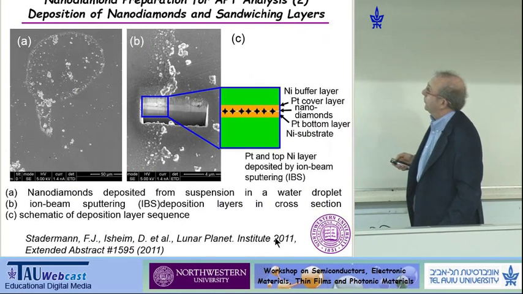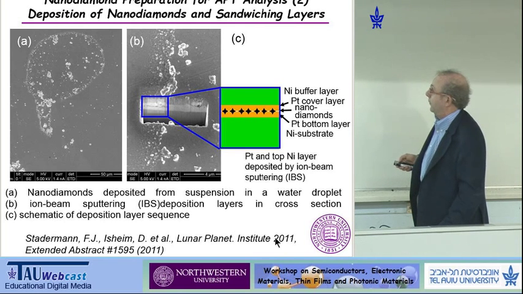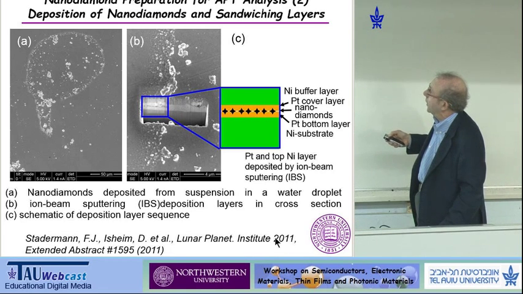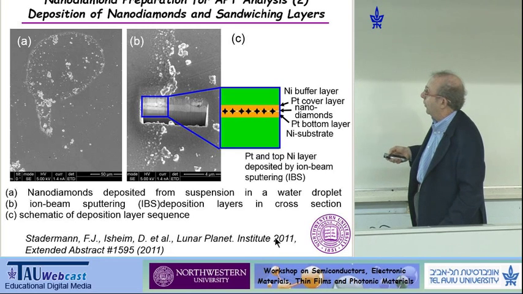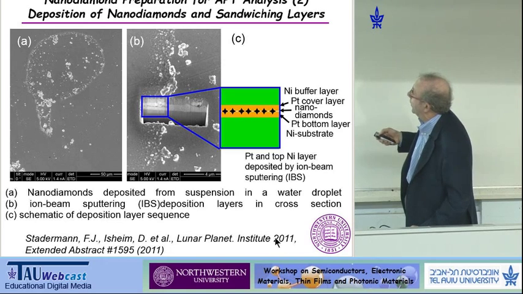So here you see what's done. The first step is that you have the nanodiamonds in a water suspension, and you put a droplet of it on the surface. And you notice a lot of them go to the periphery of the droplet. And then we use ion beam sputtering to put the layers on. And this is just a schematic of that also.